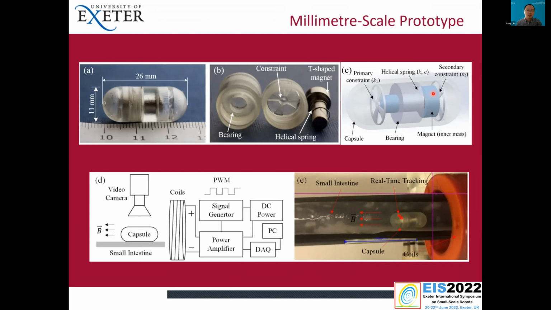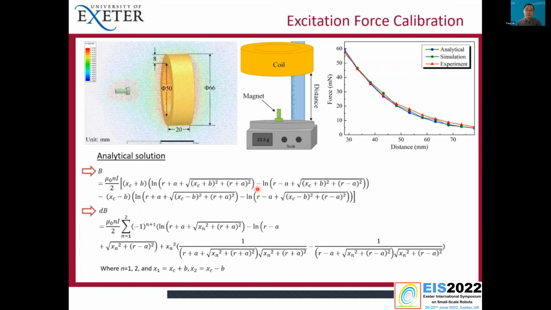So we use the same idea. We put this permanent magnet through a linear bearing here and connect it to the capsule through a helical spring, and then we put two constraints, the primary constraint and the secondary constraint. Once the permanent magnet is excited by the coils, it will impact with the front primary constraint and the secondary constraint. We use a video camera to monitor the progression of the capsule, and we also use a square wave for excitation.